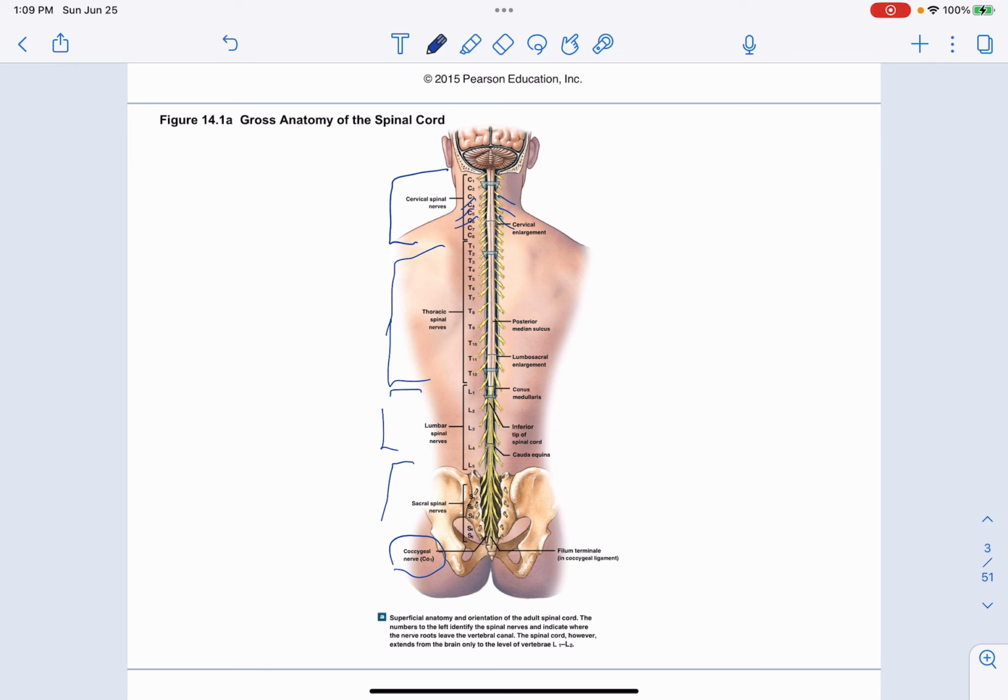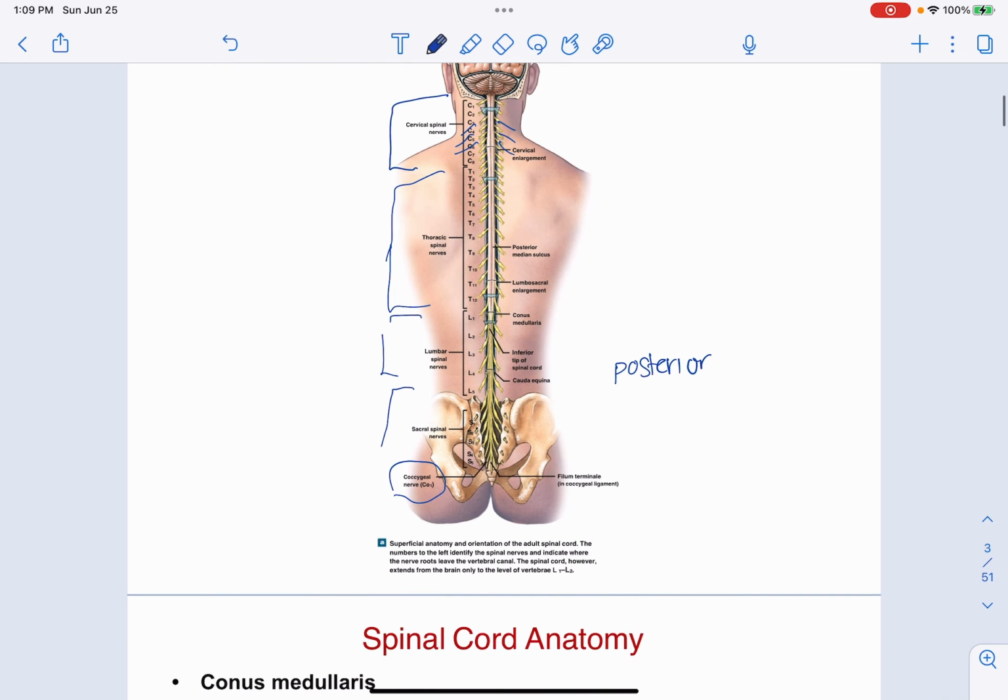Now, there are a few features that I want to point out, so we're going to take a closer look at the spinal cord. And it's always important to keep in mind the view in which you're looking at the spinal cord. So which way are we looking at it? Keep that in mind every time you see an image of the spinal cord. So this is the posterior view, right? And this will become important when we start looking at the internal anatomy. All right, so it's always important to have your orientation.